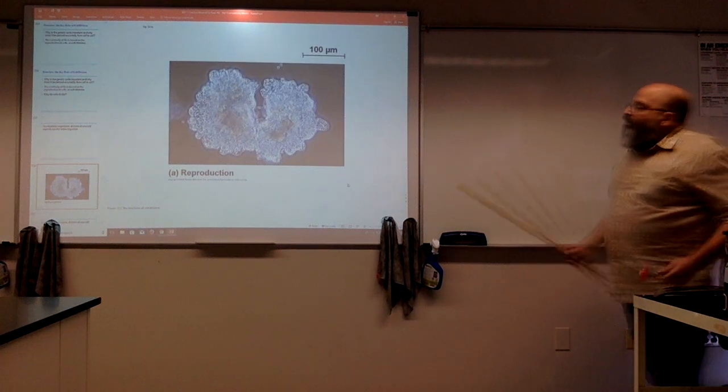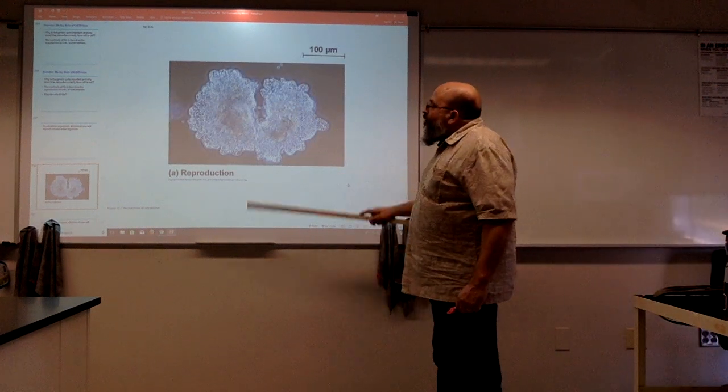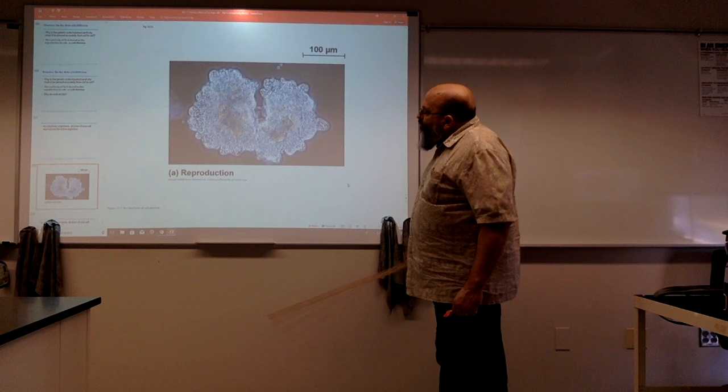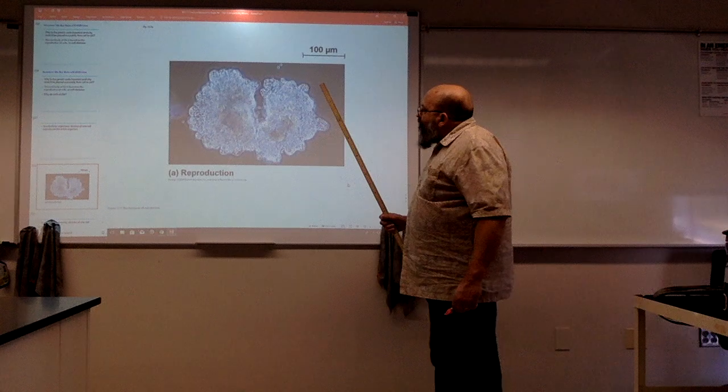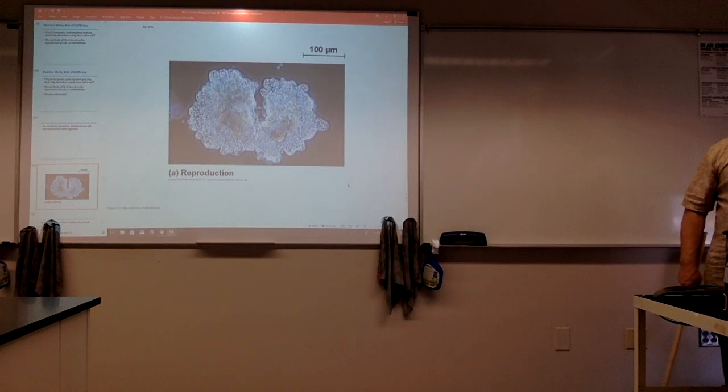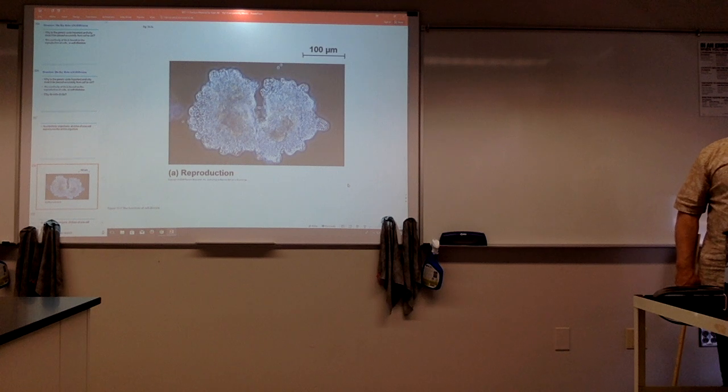And there's a photo of an amoeba dividing there. I guess when the amoeba gets confused too, it wants to go in opposite directions, that could happen. I don't know. I don't think it would. But there's an amoeba dividing.